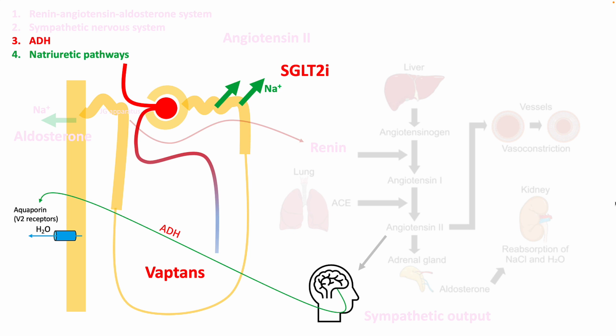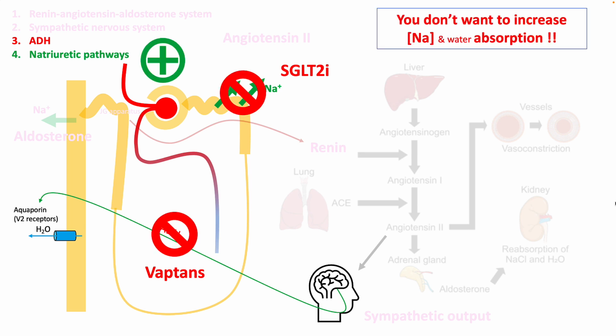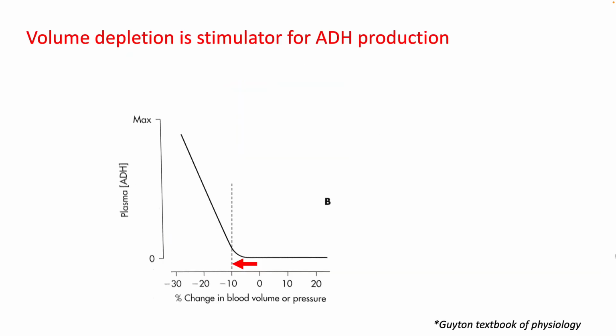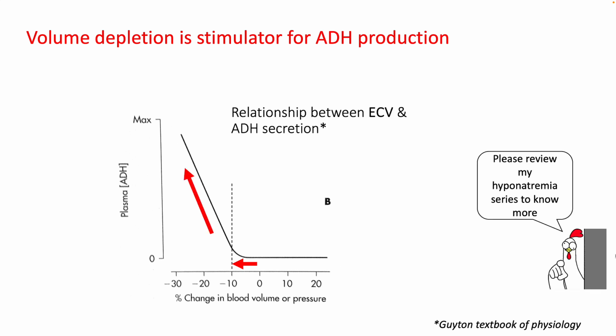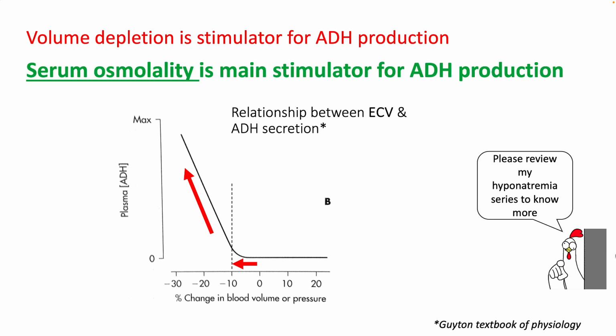Some of these mechanisms include blocking your ADH pathway, which results in water absorption, blocking your SGLT2 pathways, which is a sodium and glucose co-transporter, and stimulating your natriuretic pathways. As you know, volume depletion is a stimulator for ADH production, and as your blood volume or pressure drops, the rate of ADH secretion by your pituitary increases. However, you understand that serum osmolality is the main stimulator for ADH production, and we have discussed this in great detail in my hyponatremia lectures.